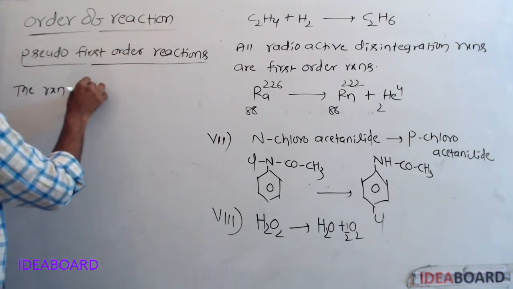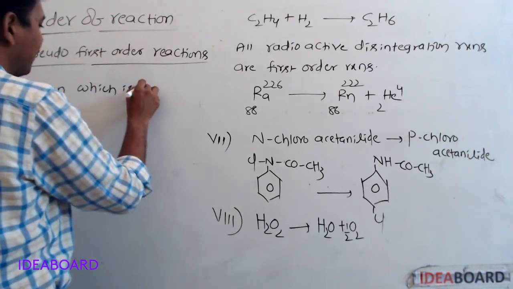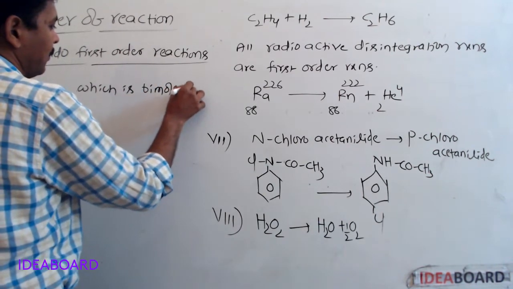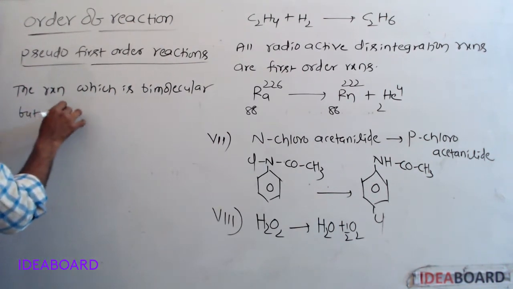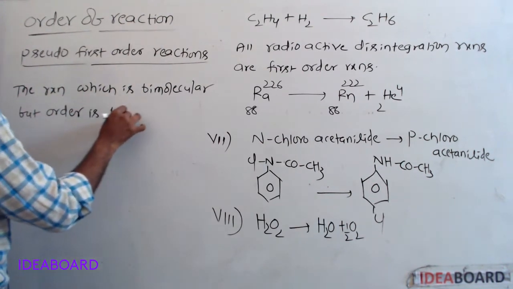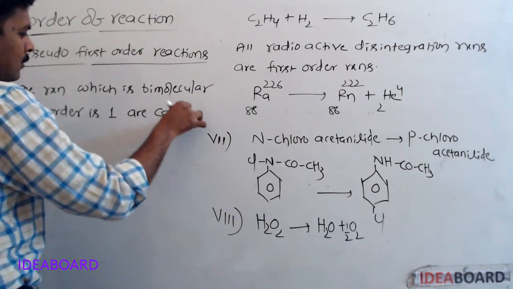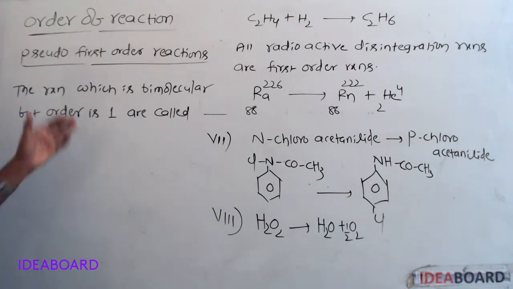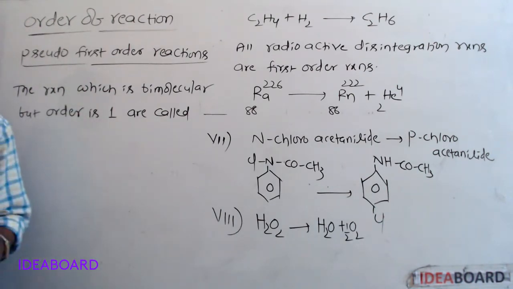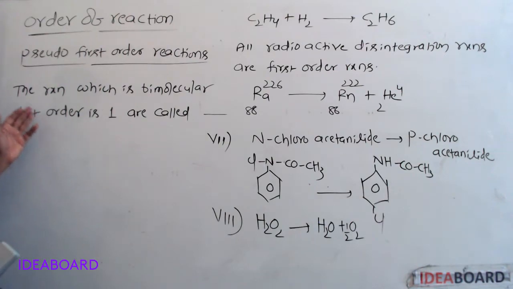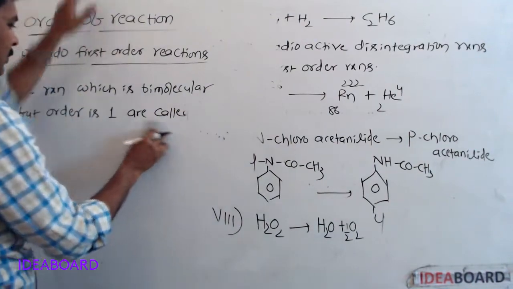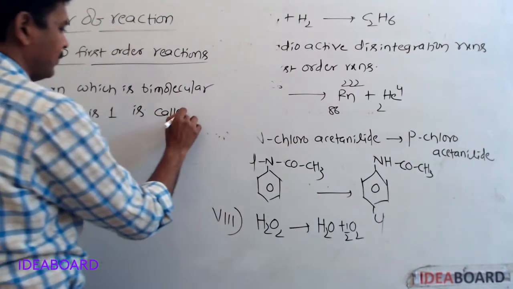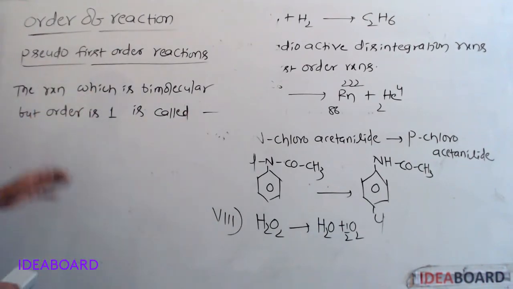The reaction which is bimolecular but order is 1 is called pseudo first order reactions. The reaction which is bimolecular but order is 1 only. The reaction which is bimolecular but order is 1 is called pseudo first order reactions.